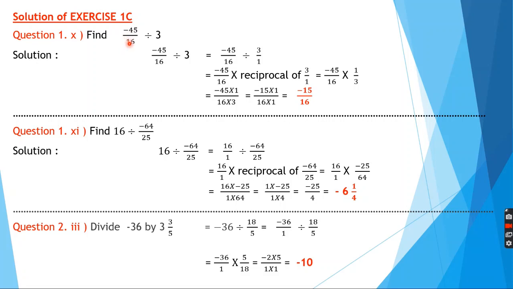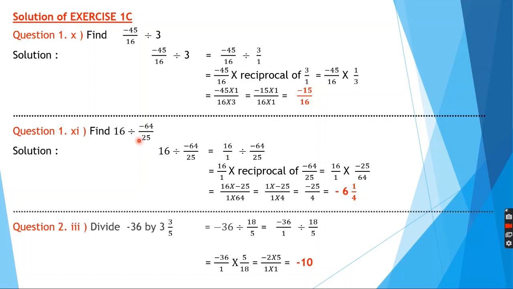Find minus 45 by 16 divided by 3. See, the divisor is 3 only, that is not in rational number form. Therefore, we can write it in the rational number form as 3 by 1, because we already learned that all natural numbers, whole numbers, integers are rational numbers. This can be written as minus 45 by 16 into the reciprocal of 3 by 1, that is equal to minus 45 by 16 into 1 by 3, and when you simplify, minus 15 by 16.